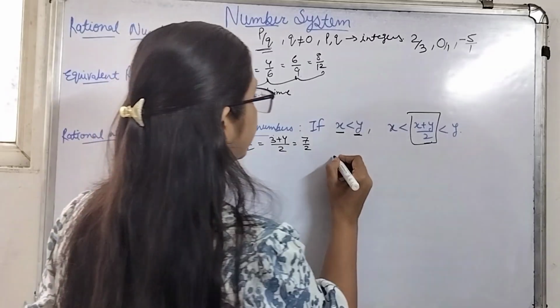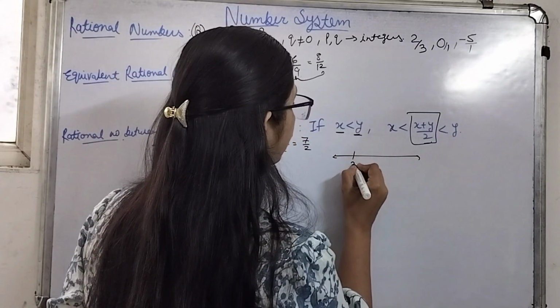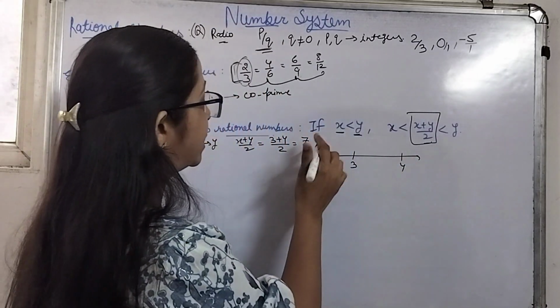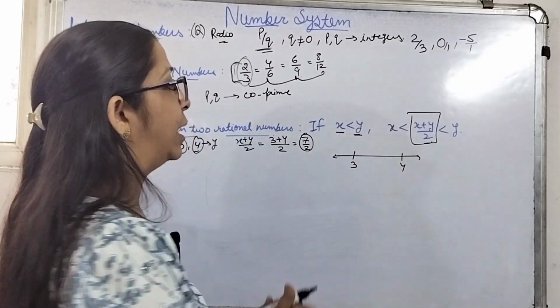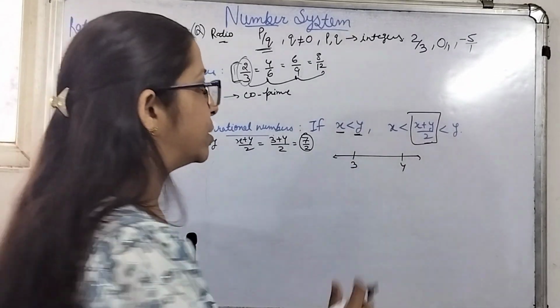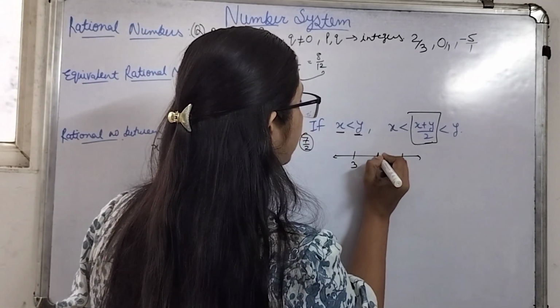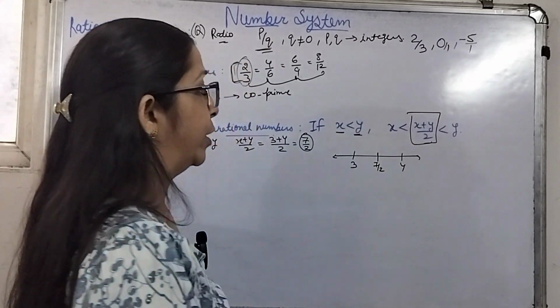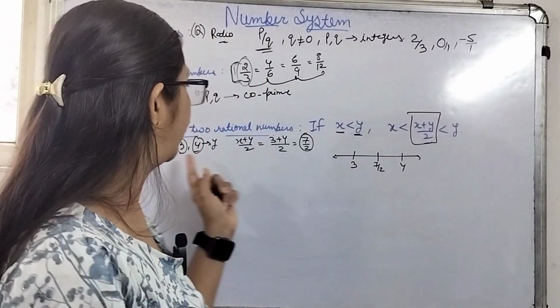Suppose I represent it like this. This is 3, this is 4. Now we are saying that 7 by 2 will lie between these two numbers. So suppose over here, this is 7 by 2. Now if we have to find three rational numbers between 3 and 4.